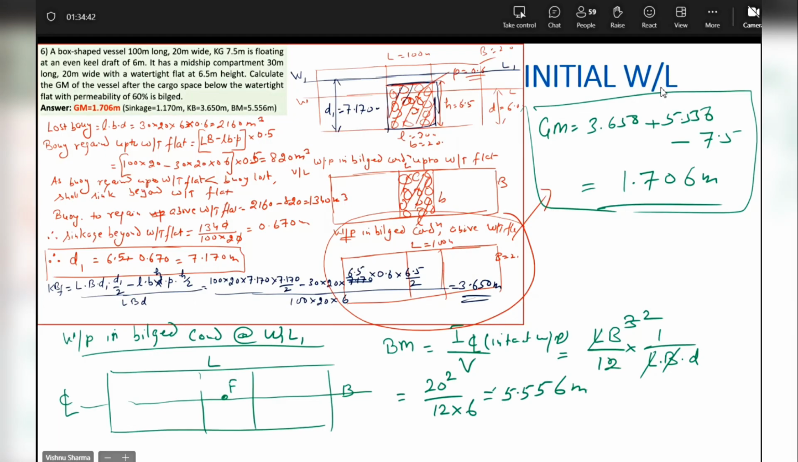Guys, is that clear? You'll be able to address it if such a question comes in the exam now. Sir, small doubt. As we got loss of buoyancy 2160, let's say the buoyancy regained was more than that, as you explained earlier, 3000, if in case. In that case, that means your water line is below the watertight flat. Then the watertight flat, whether present or not, makes no difference, no? Then it becomes like the first question that you did yesterday without any flat. Okay, fine. Thank you.